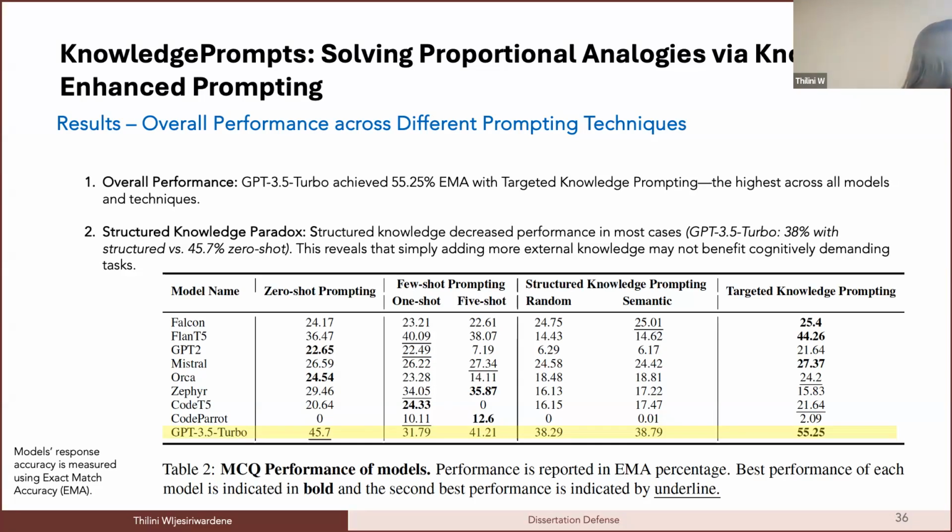One thing I would like to highlight here is that one would expect that adding structured knowledge would improve the performance, right? What we see is that it actually decreased. For GPT 3.5, zero shot, with no knowledge at all, it performs better than when you give it structured knowledge. So this was interesting to see.